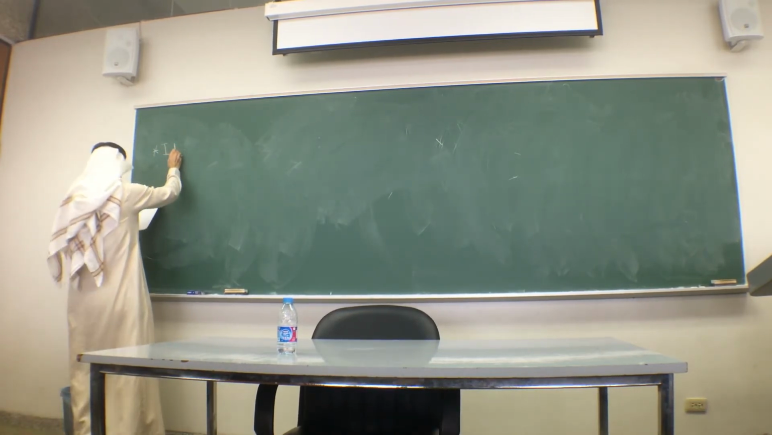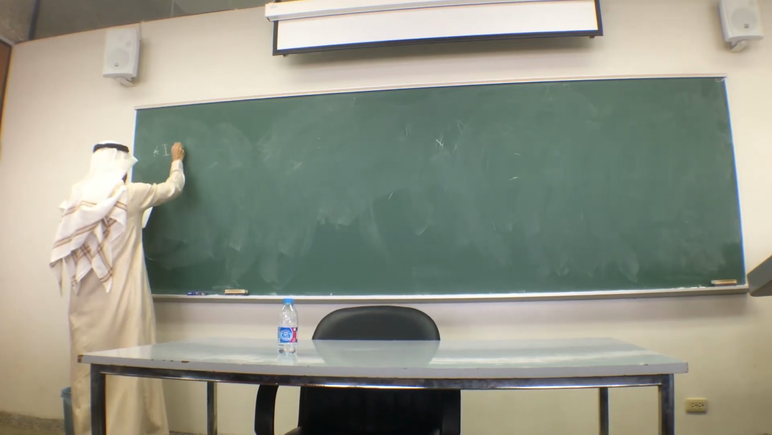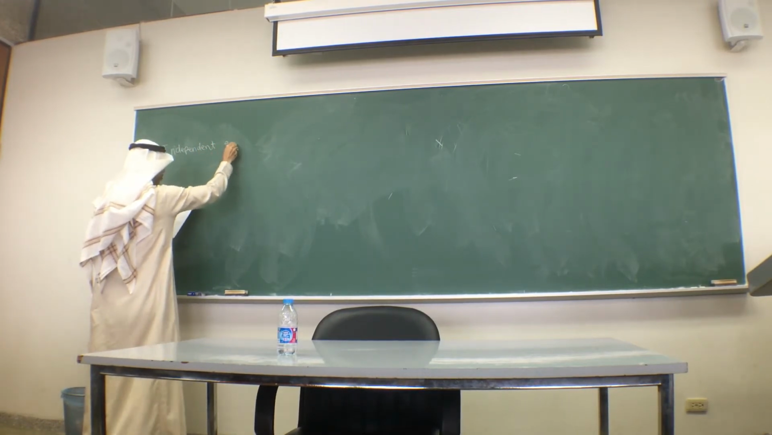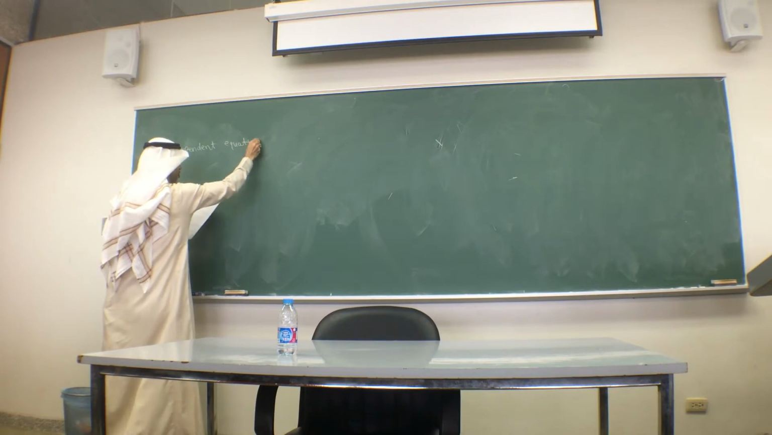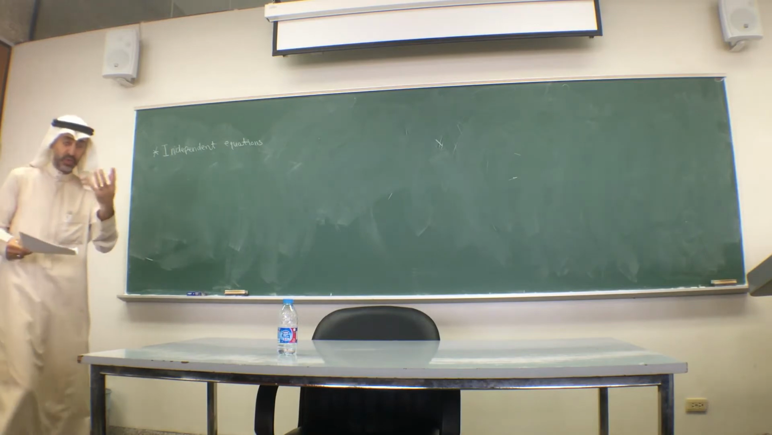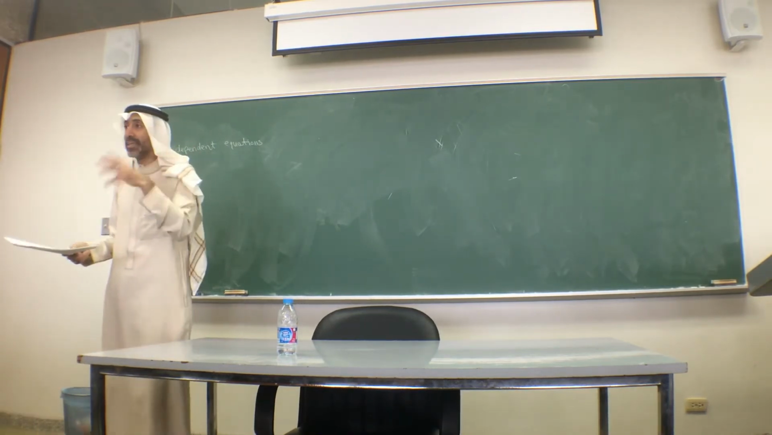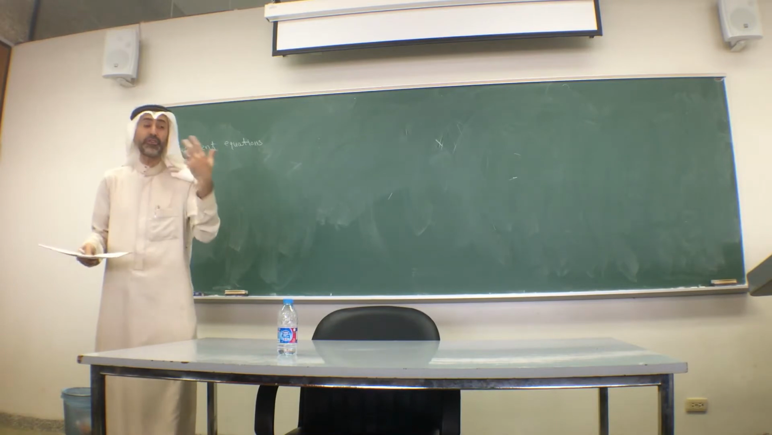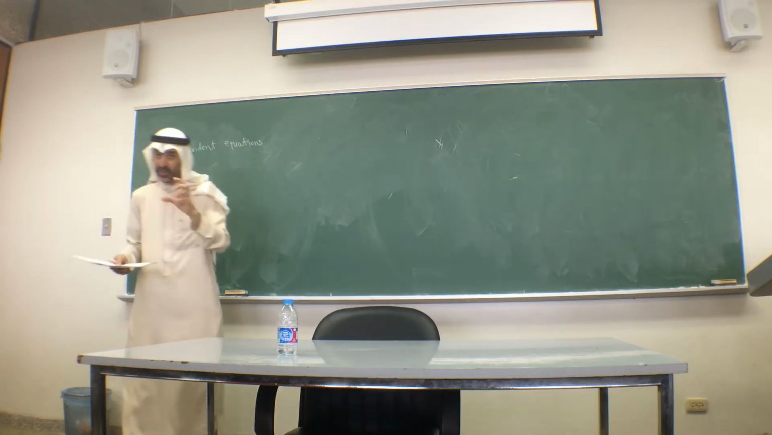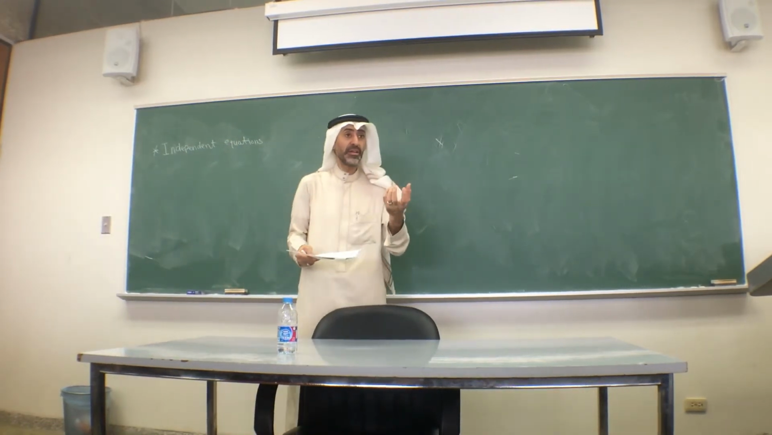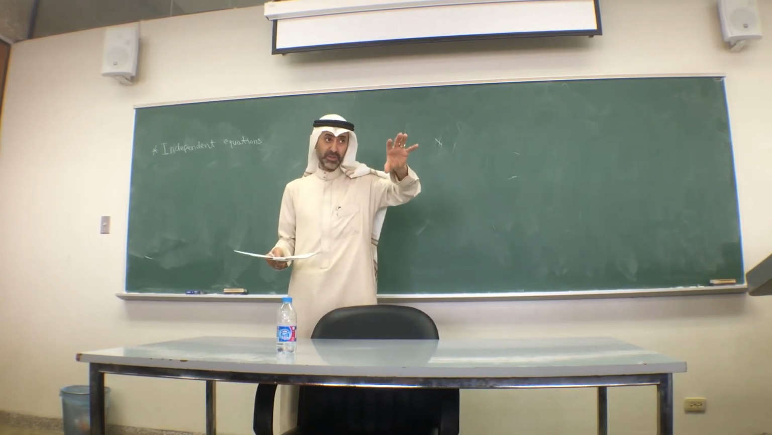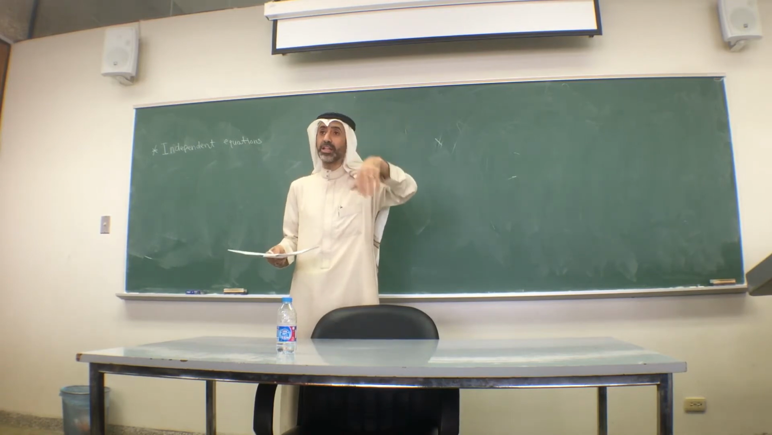First thing we need to know: what do we mean by independent equations, which is exactly the same as in the physical. If you have an algebraic equation that you can get by adding or subtracting different equations, it will be called dependent. So dependent, what does it mean? You can get it by adding or subtracting other equations, or you multiply one equation by a factor and add it to another one.